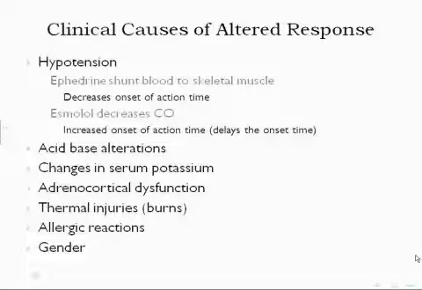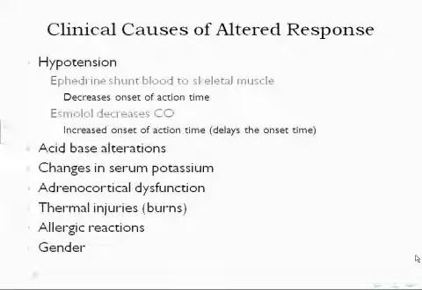Clinical causes of altered response: hypotension can shunt blood away from skeletal muscle. So hypotension can cause a very delayed effect when you're giving non-depolarizers. If you're using a depolarizing agent, you see this effect very little because it's so rapid in onset. But with the non-depolarizers, it's really evident because these medications already take such a long time to work, and taking even longer is really pretty painful. If you give somebody esmolol up front and then a non-depolarizer, you can see a very delayed onset time before the medication kicks in.